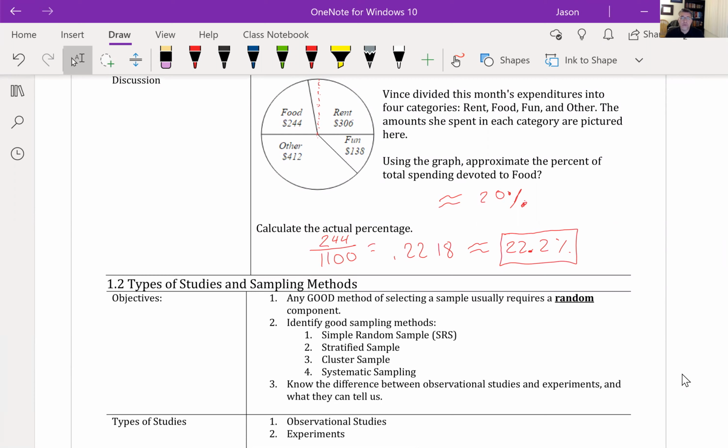Well, 244 over the total. If you add those all together, you would get 1,100, and divide that. 244 by 1,100, you get 0.2218, which is about 22.2%. And if we eyeballed it, we'd say it's about 20%.